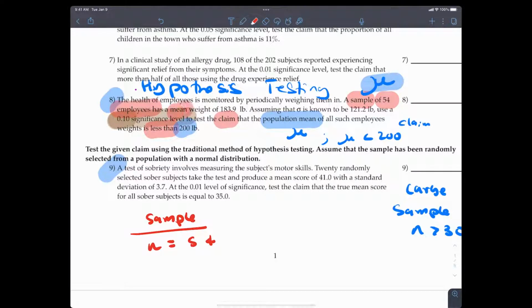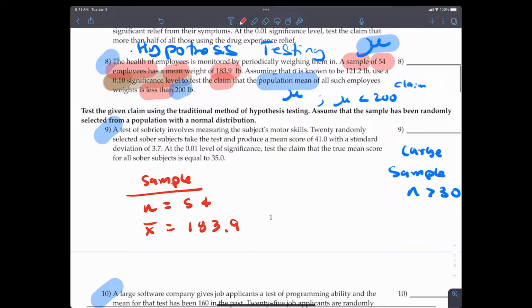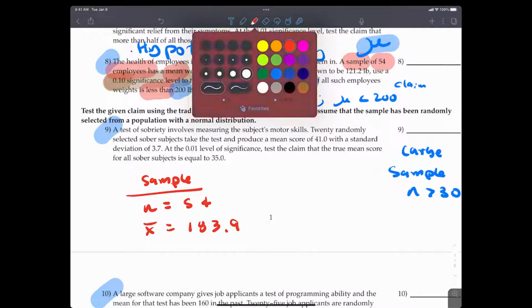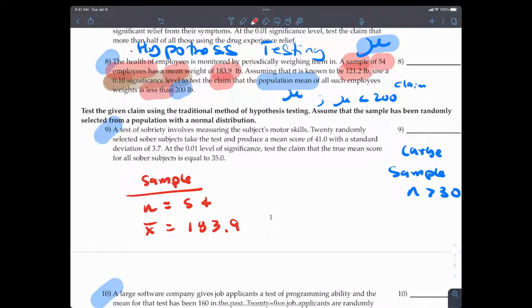They have a sample mean of 183.9 pounds. And then they say, assume sigma is known. That doesn't really come from a sample. That's 121.2, so I'm going to write it as 121.2. This is known for some reason. Somehow it's known.